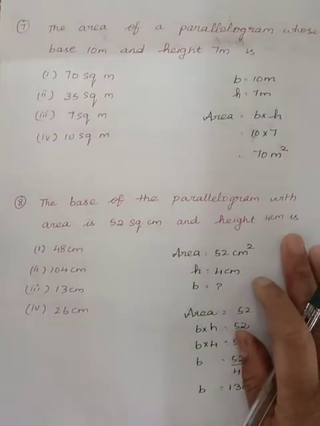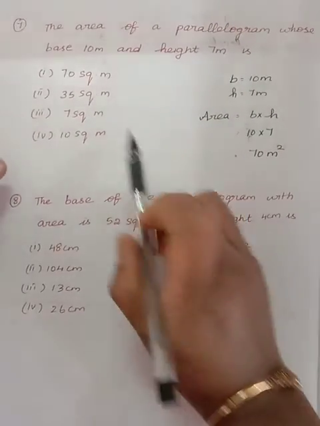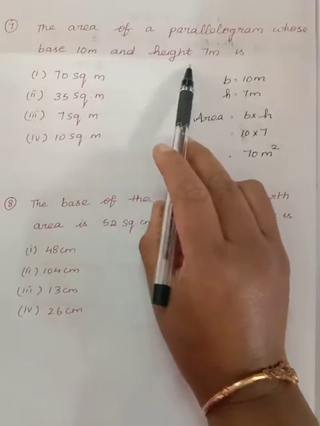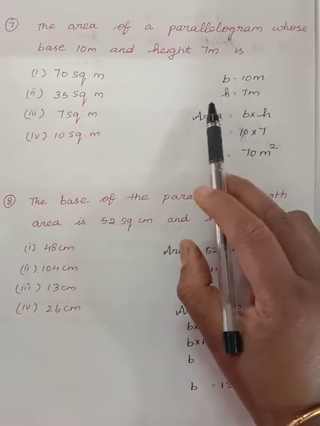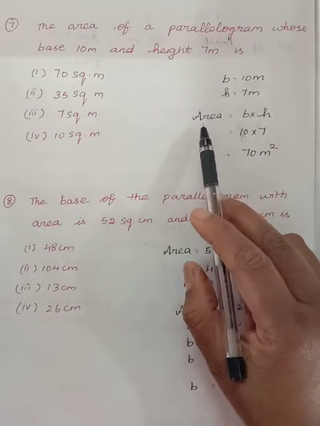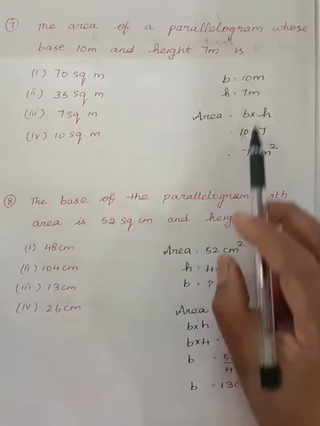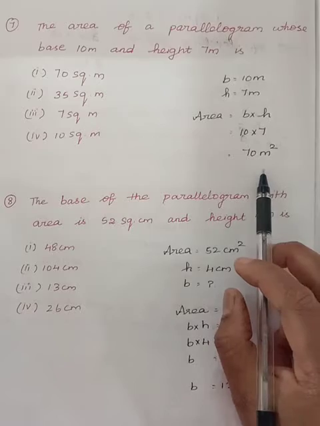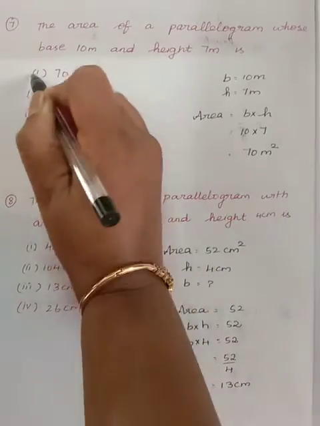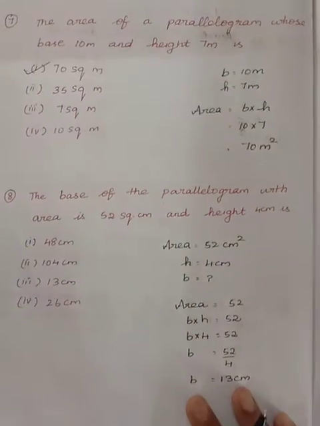Next is your second sum. The area of a parallelogram whose base is 10 meter and height is 7 meter. So base is given 10 meter, height is given 7 meter. So we know that area of a parallelogram is base into height, that is 10 into 7, 70 meter into meter, meter square. So 70 meter square or square meter. First one is your answer.